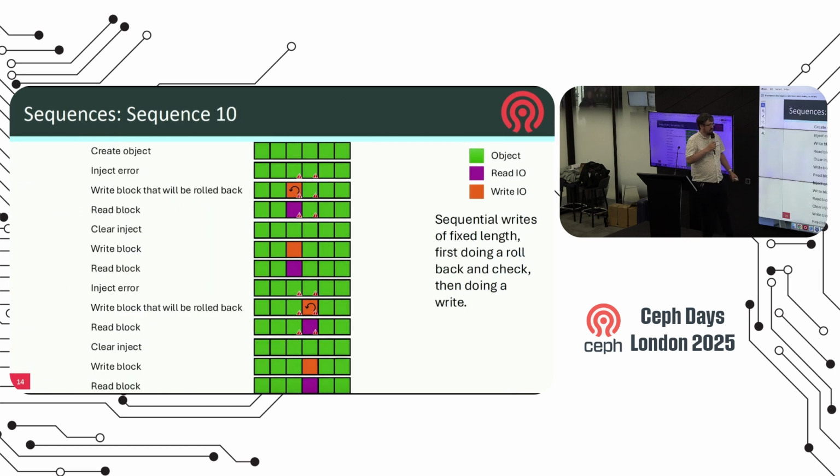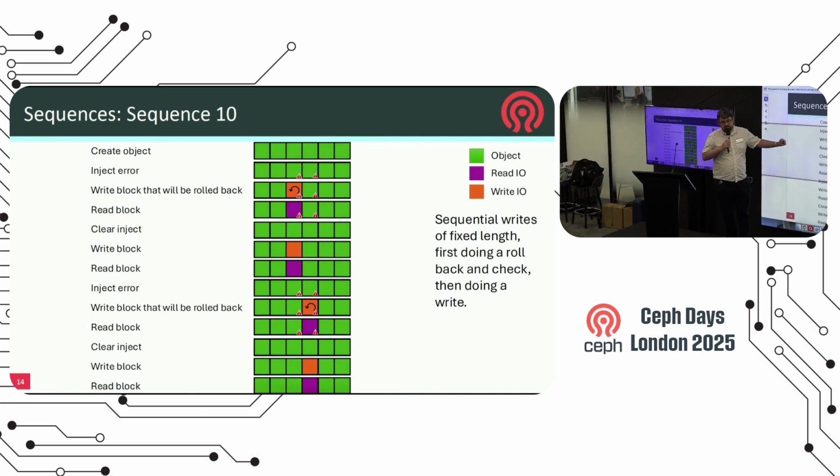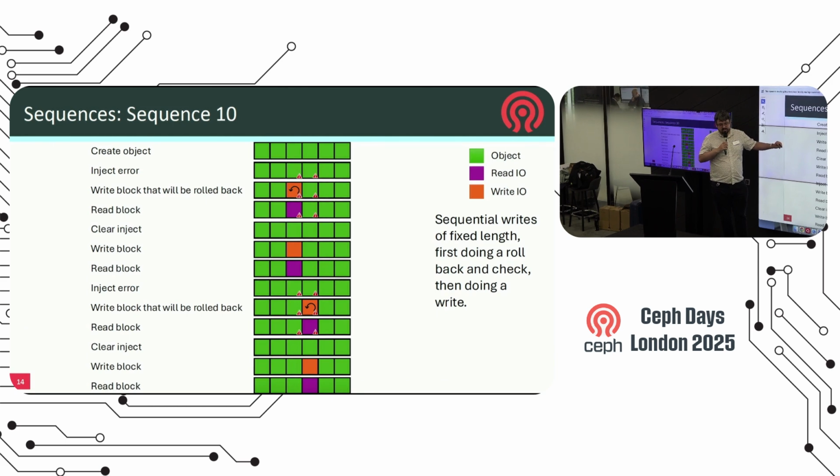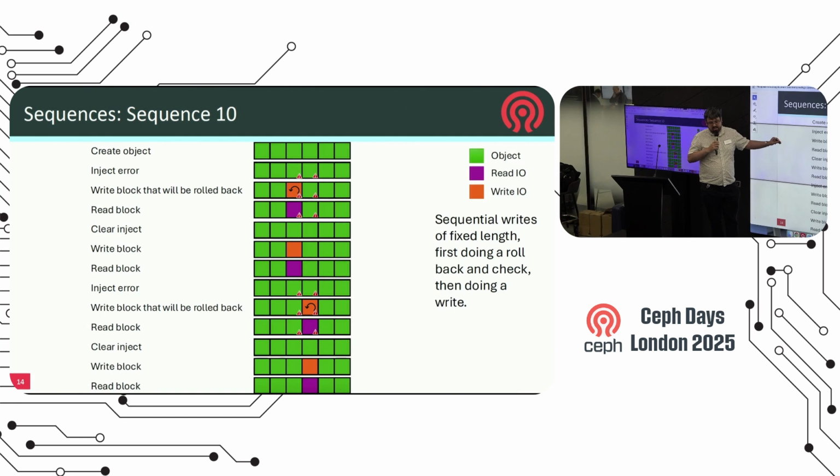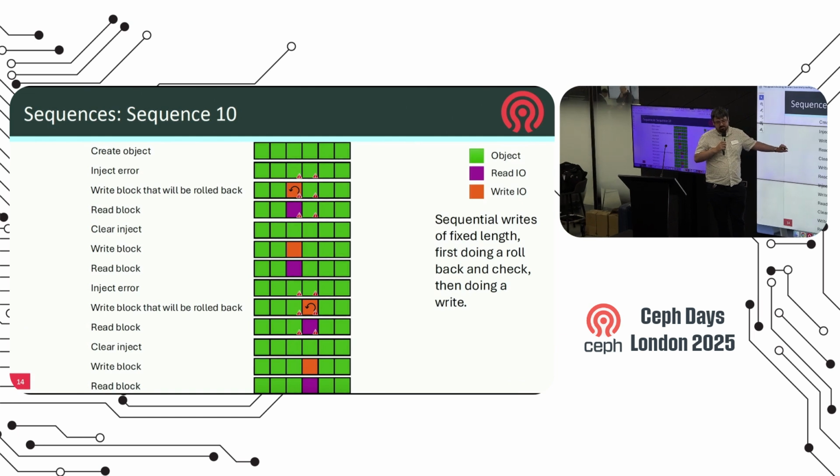The next sequence, which is quite interesting to talk about, is our error inject sequence. We will create an object, and inject an error into it to tell it, pretend you're having a write issue. We'll then write to that shard that's having an issue. It will then roll it back, and we will read it and make sure that the data has been read back. We'll then clear the inject, do the write again, and make sure that it's successfully written this time. And we will move this block around the system and test this for various different parts as part of this sequence.